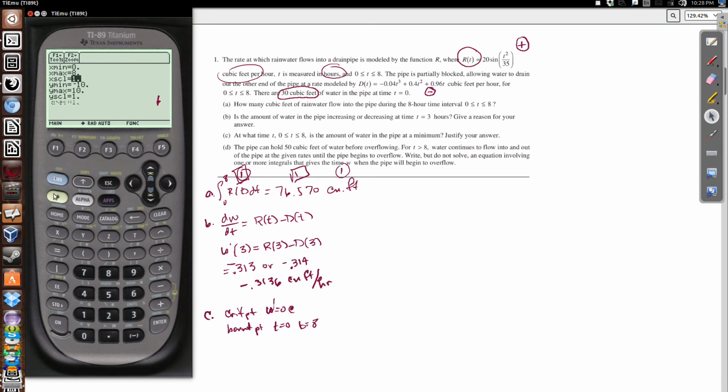And so if I graph this, I see that something happens here at 0. I think I did something wrong here. Let me make sure I didn't do something wrong, because that's not what the graph should look like. So give me my y equals. Okay. And actually, this intersection point is what I'm looking for right here.